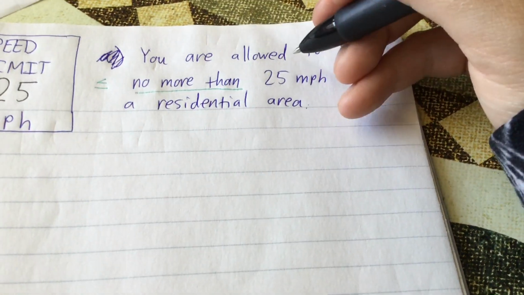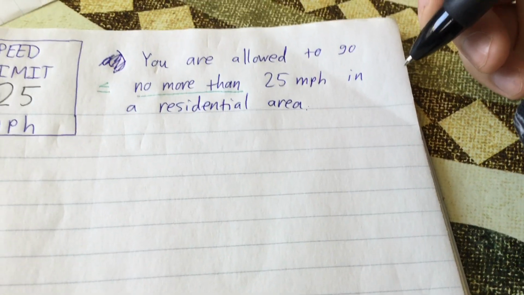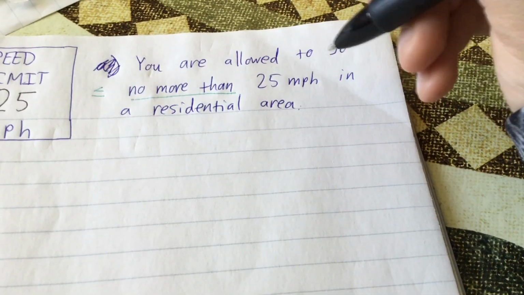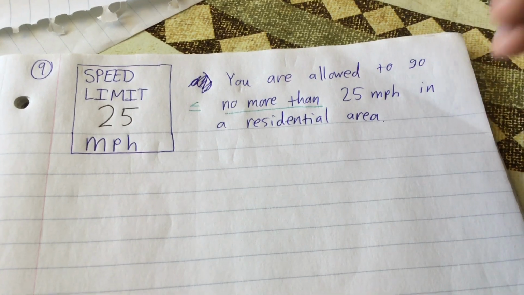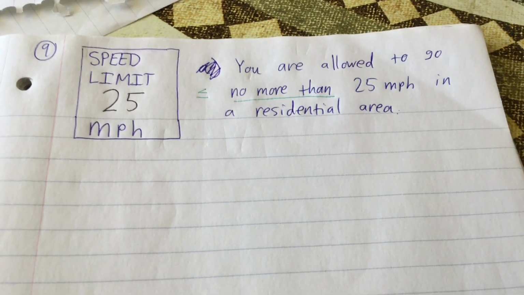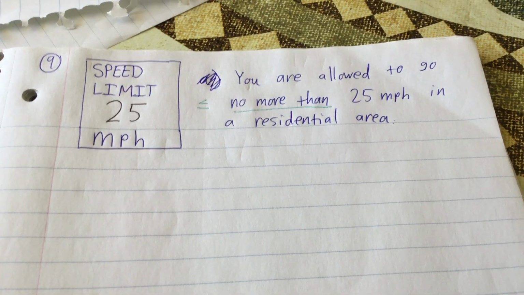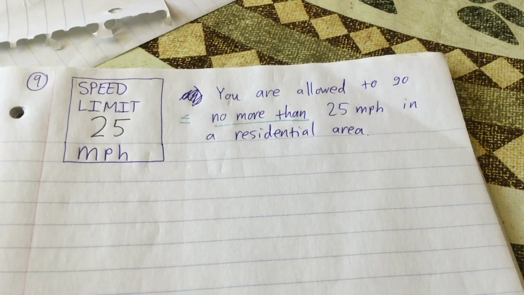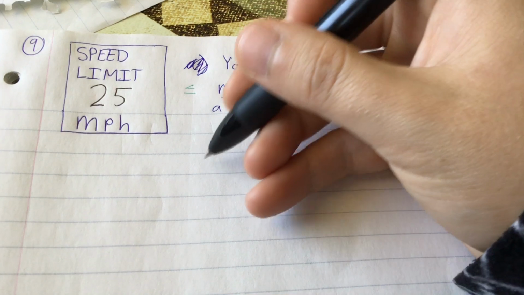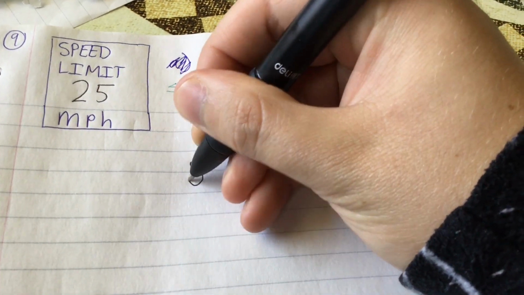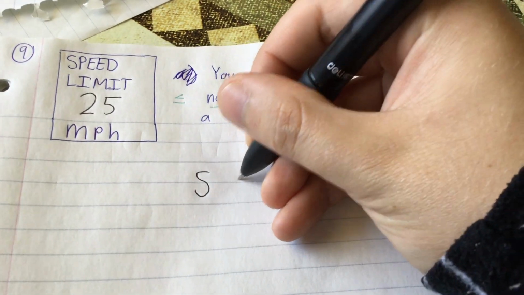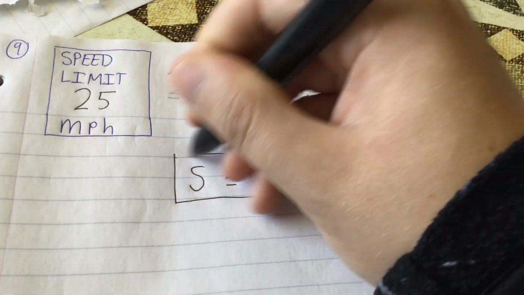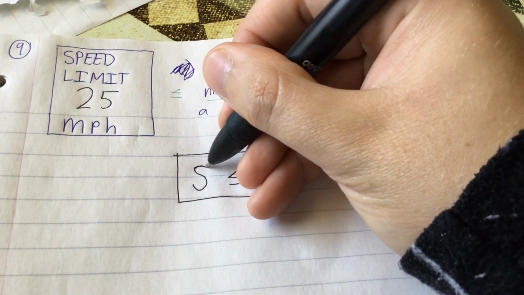So if I go 24 miles per hour, awesome. 23 miles per hour, awesome. 15 miles per hour even, awesome. Is 25 miles per hour okay if it's no more than 25 miles per hour? Yes, in fact, you reach that limit. That is the limit. You can't go any higher than that. It's not allowed. So if I have speed, let's use S, S for speed is less than or equal to 25 miles per hour. That means S is allowed to be any number 25 or below.